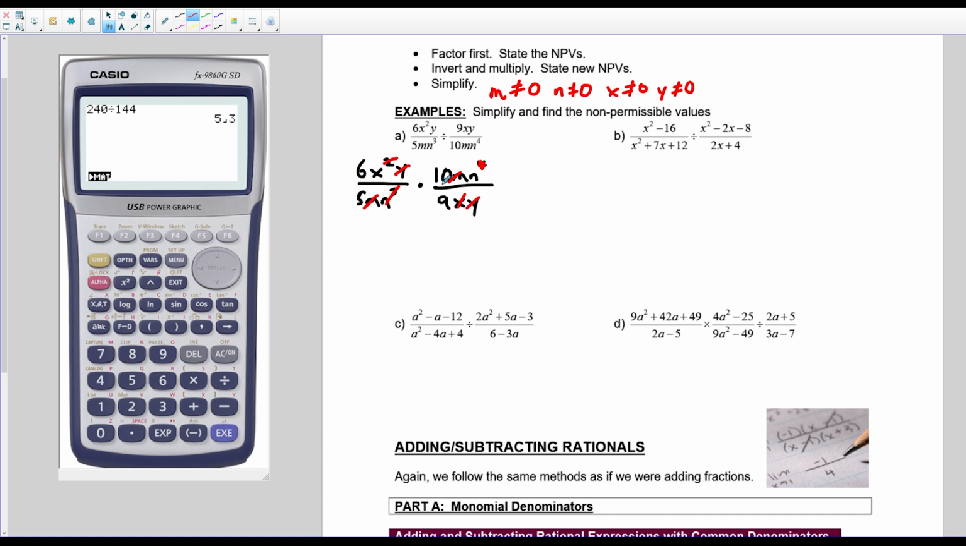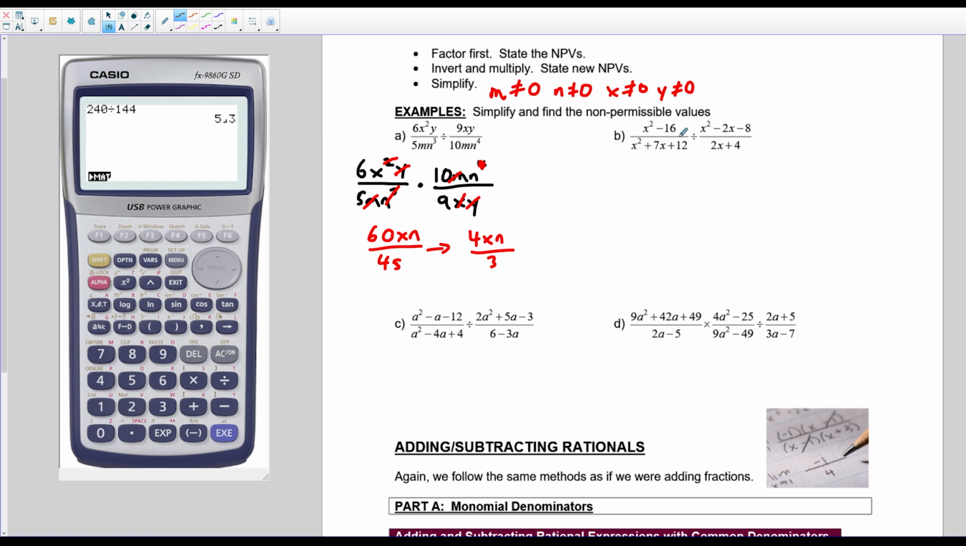I have 6 times 10, which gives me 60. I still have an x and an n left on top. And from the bottom here, I now have a 5 times 9, so that gives me 45. From here, I can divide the top and the bottom by 15, so that gives me 4xn over 3 as my final simplified answer.